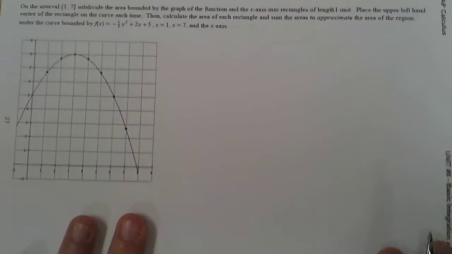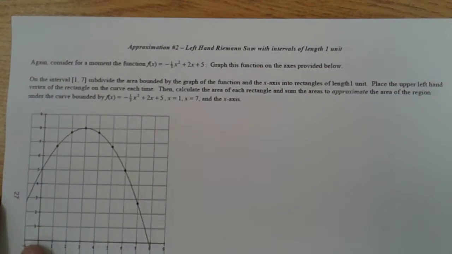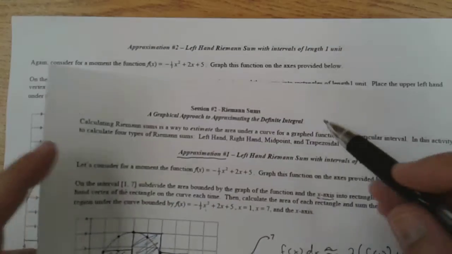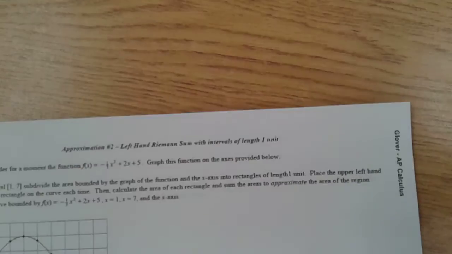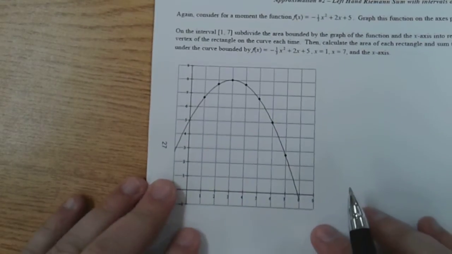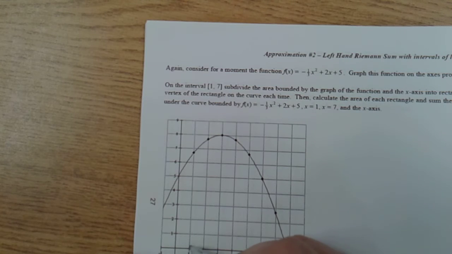So now we're going to do a left-hand Riemann sum with the intervals of 1. So remember the last one, we had intervals of 2, which meant our width was going to be 2. So now when we do intervals of 1, I'm going to come over here. Again, I'm doing it from 1 to 7. Here's my starting spot. Here's my ending spot. Except each unit now is going to be 1 wide.